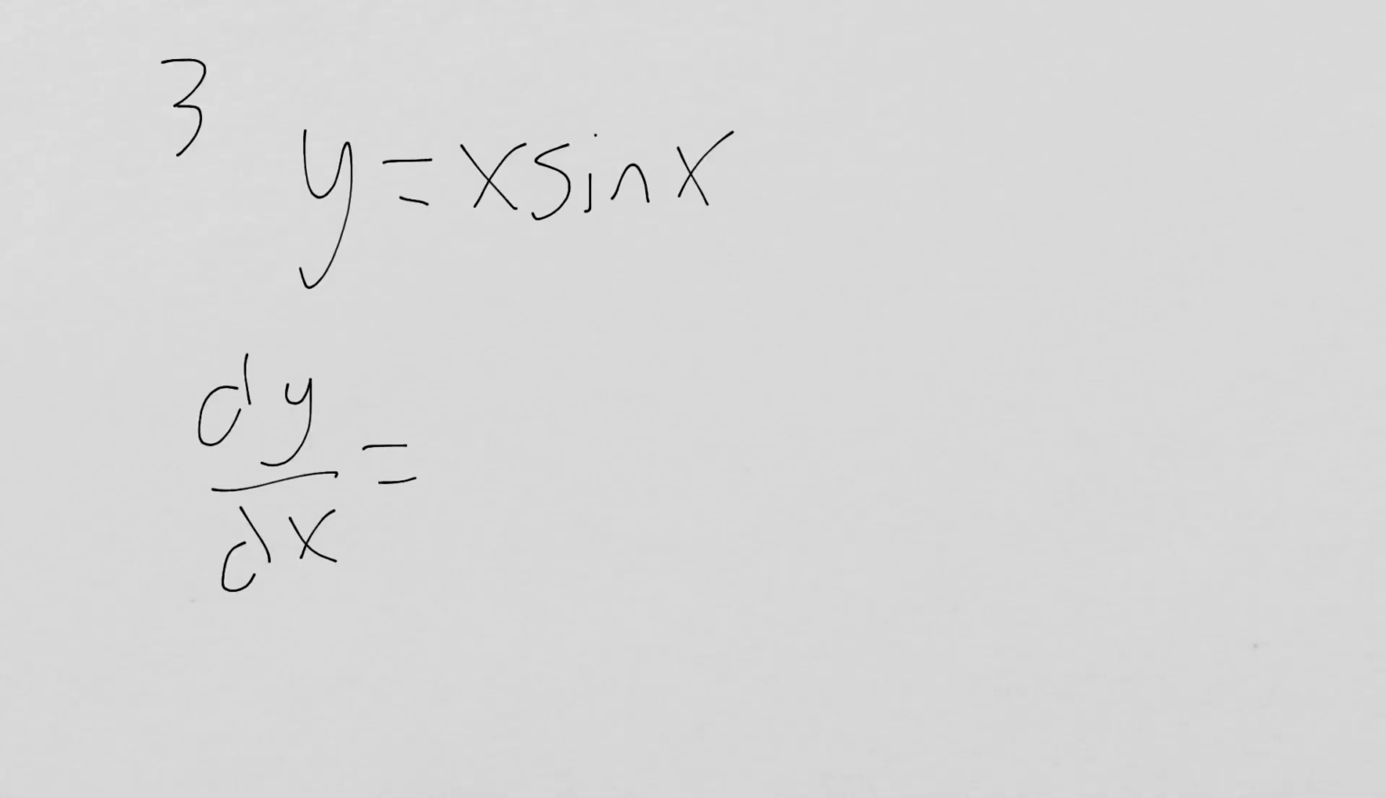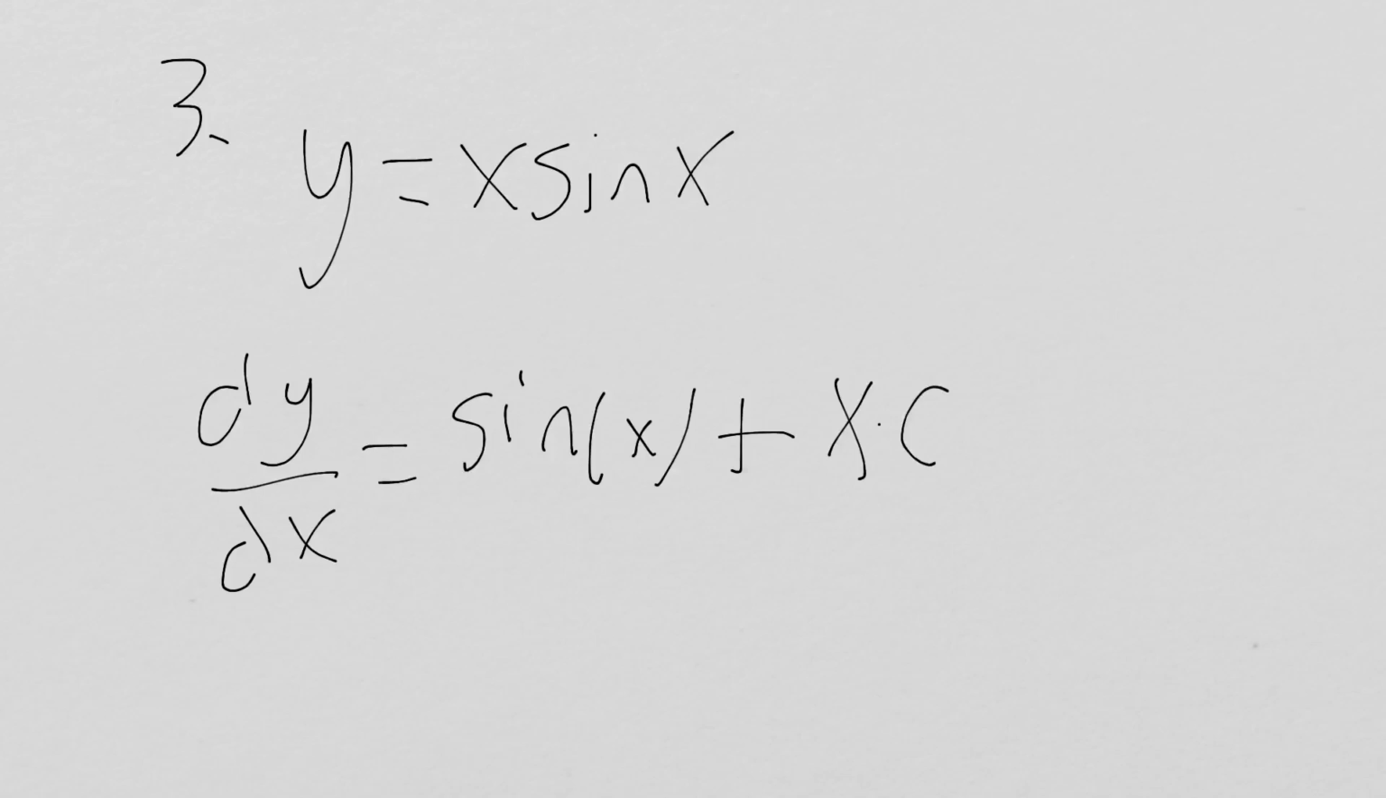For number 3, we have a product of x times sine x, and we're trying to find the derivative, so this is going to be the product rule for derivatives. The derivative of the first function is 1 times the second function plus the first function times the derivative of the second function, which is cosine x. So we have sine x plus x cosine x, and that is answer B.